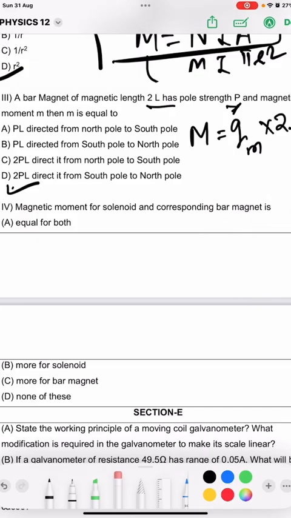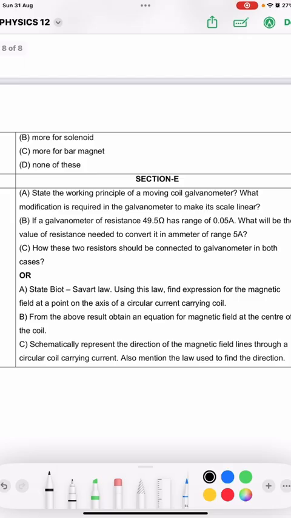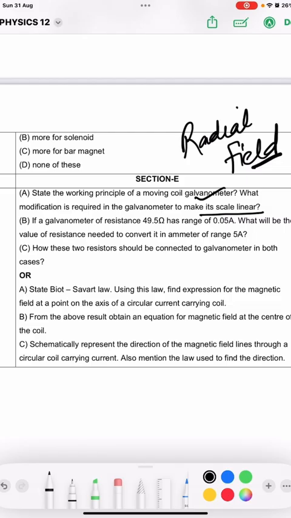Question number 4. Magnetic moment for solenoid and corresponding bar magnet is equal. Then you have to tell moving coil galvanometer and what is to be done to make its scale linear. So we have to use radial field. So you should write about radial field in the concept that you can prepare from theory.